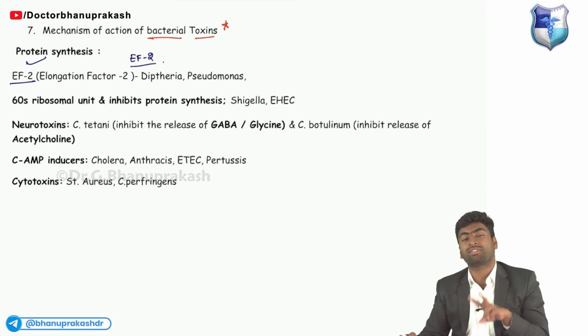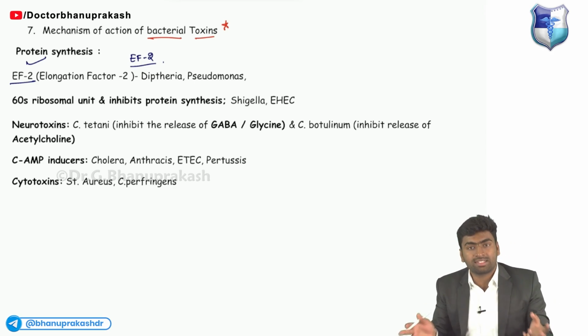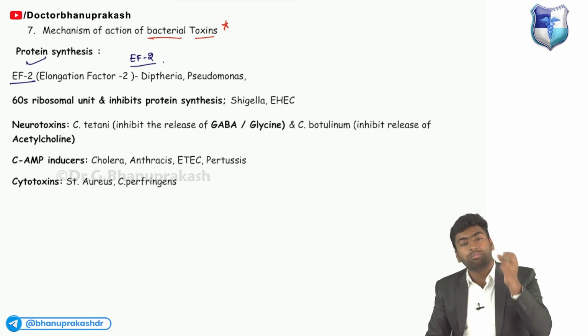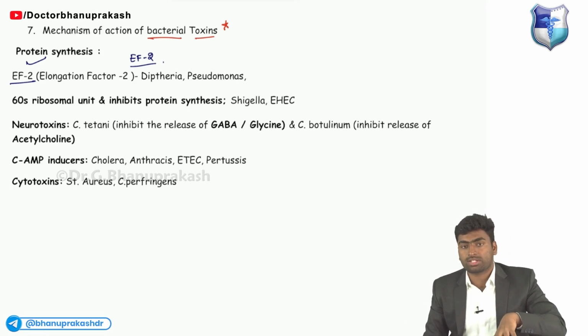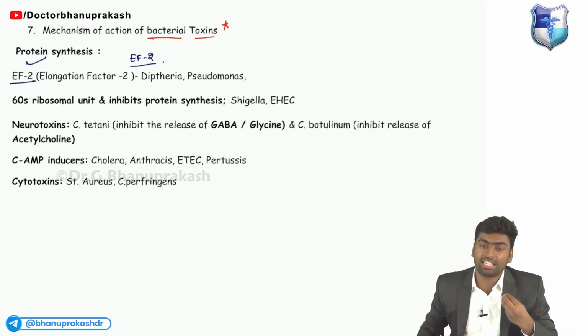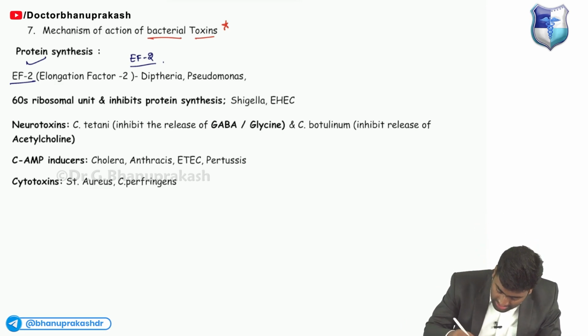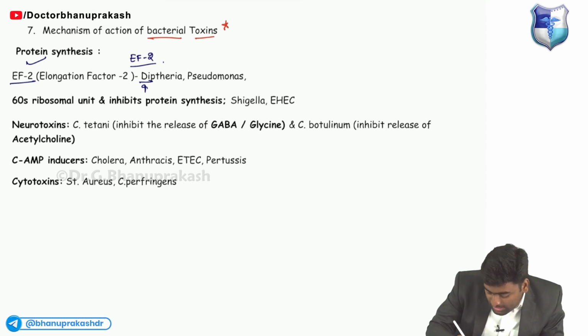Remember, it is elongation factor 2. Whatever the disease or whatever the organisms, this 2 will be in their names. Okay, these names are contained in the organisms which cause this protein synthesis inhibition. This includes, first one, diphtheria. Dip means die. So it is die.